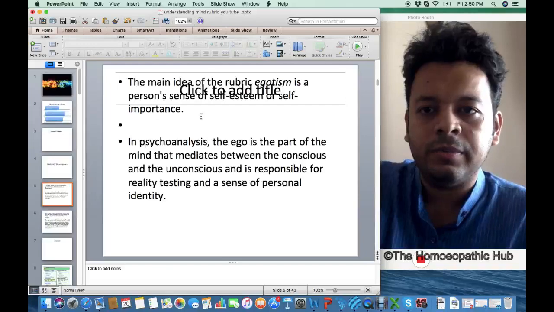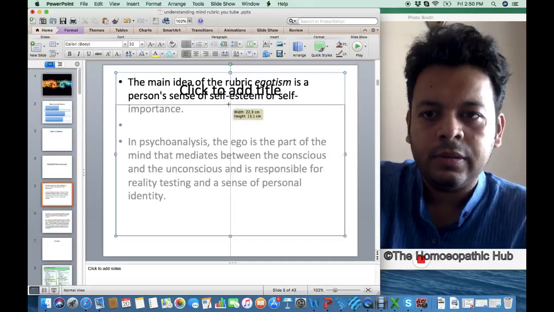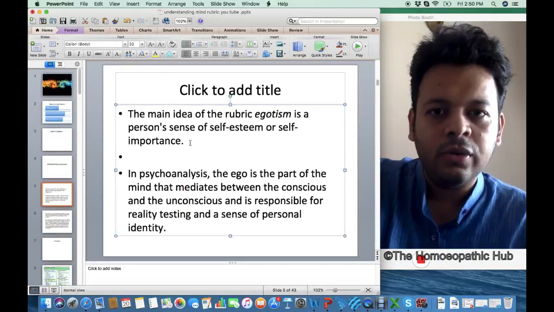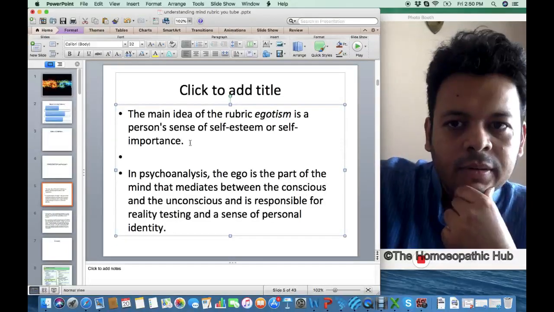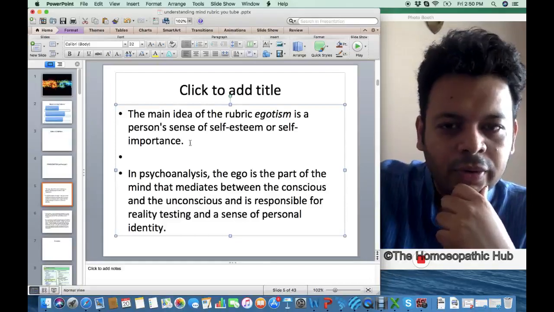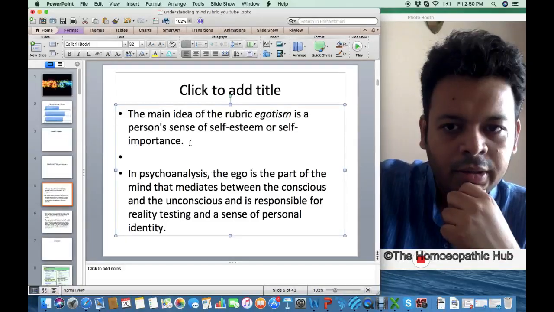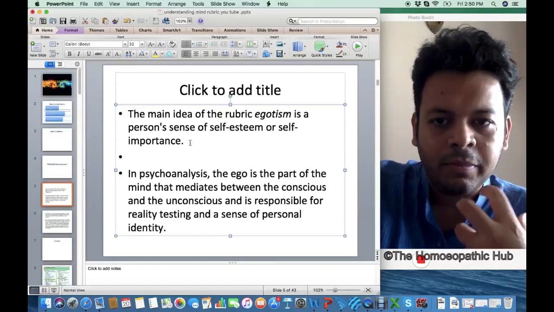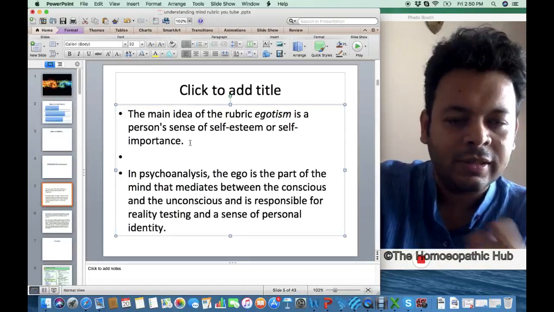So what does egotism mean? The main idea of egotism, ego, is the idea of a lot of self-importance. And if you read about Jung's idea, ego is the part of the mind that mediates between conscious and unconscious. It's actually who you are.